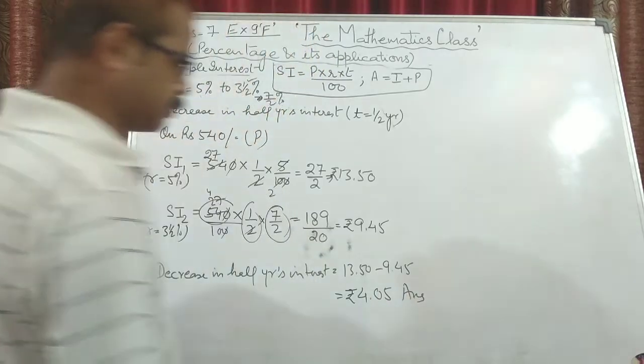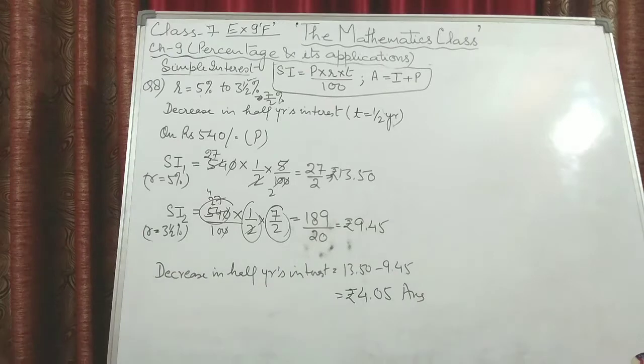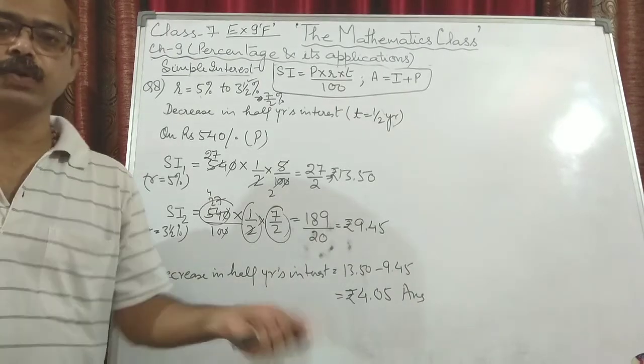When you subtract 13.5 minus 4, that is 5 and 13 minus 4, so 4 rupees and 5 paisa is the decrease in interest. Now we move on to the next question.